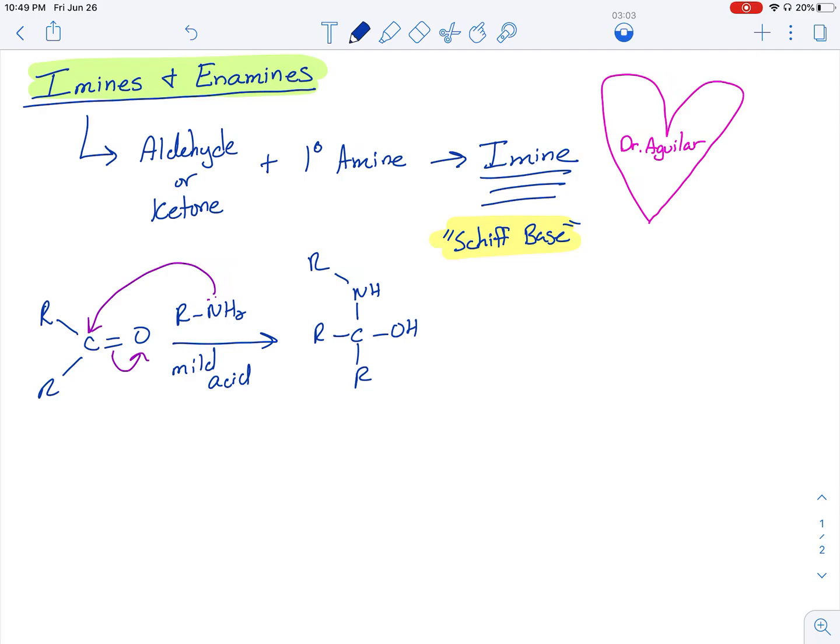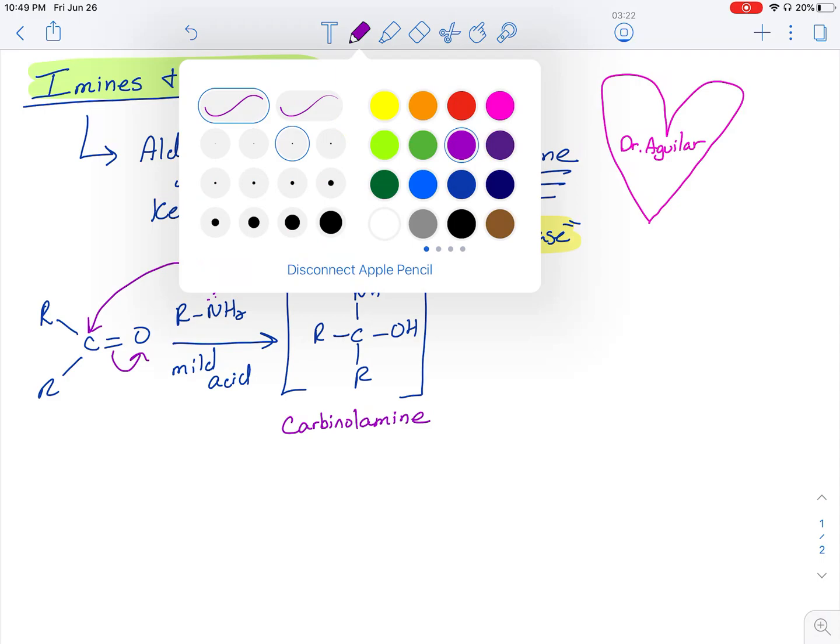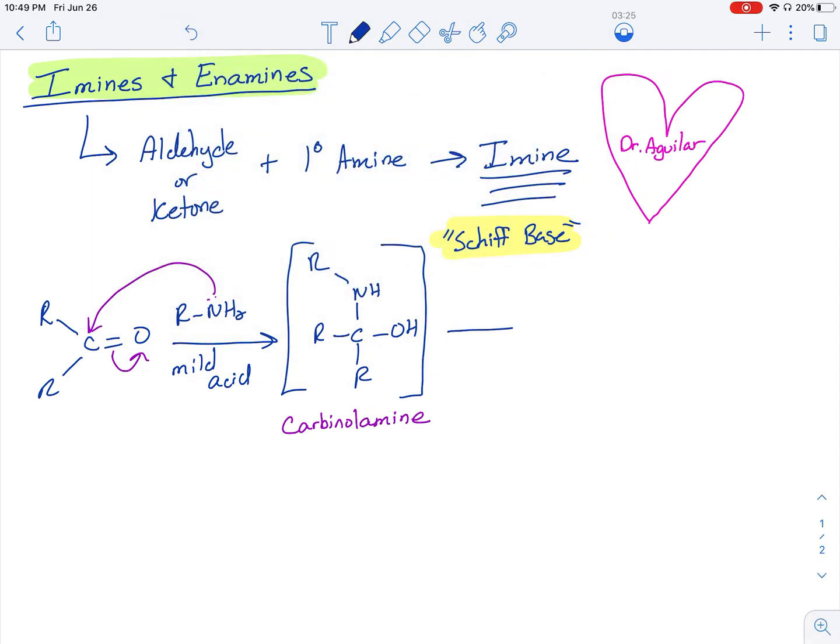But the truth is that the reaction doesn't stop here. This is just an intermediate, and this intermediate is what we call a carbonyl amine. So there's a carbon, an alcohol, and an amine. But this reaction doesn't stop here. What happens very quickly is that we end up losing water, and what we end up forming here is what we call an imine.